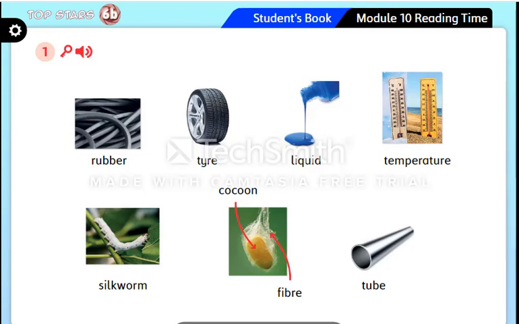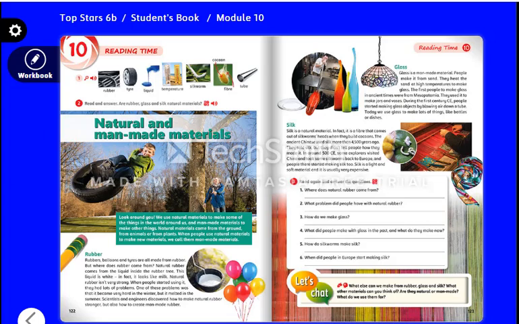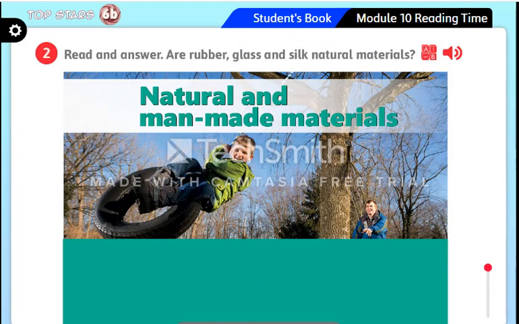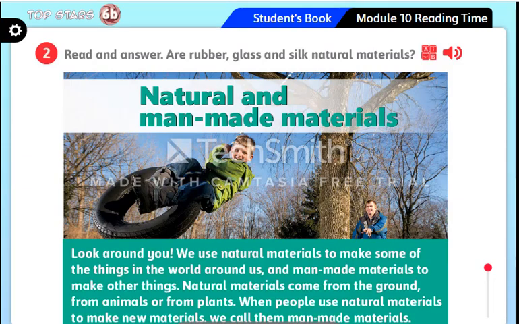Now let's move to the second part of our lesson today, the reading text. I want you to read the title and look at the picture and tell me what the text is about. Of course, it's about natural and man-made materials. Now we are going to read and answer: are rubber, glass, and silk natural materials? Listen and find out the answer.